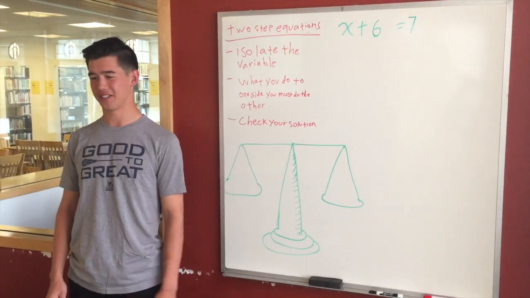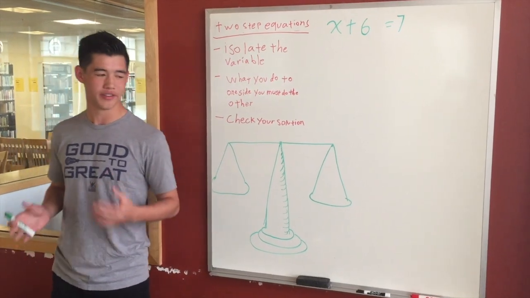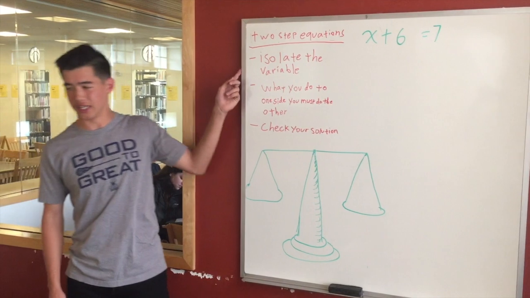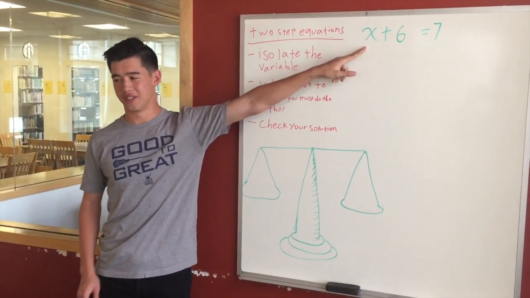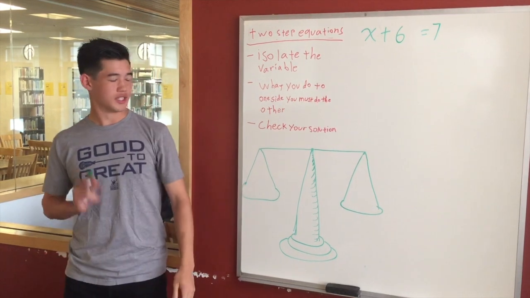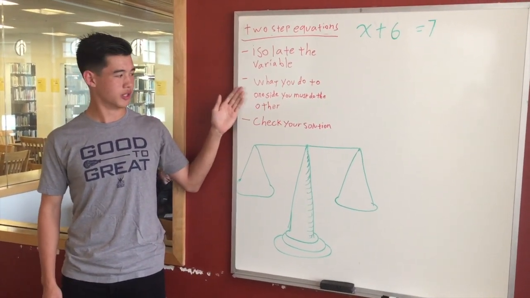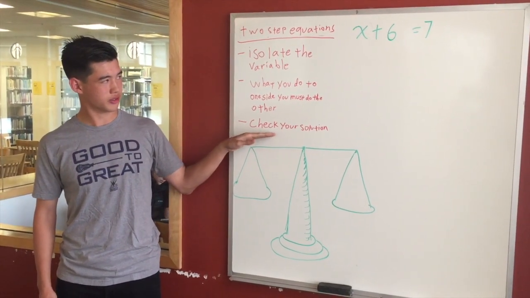Today we're going to learn how to solve a two-step equation. So here are some basic rules you need to follow when solving a two-step equation. The first rule is to isolate your variable. You want to get x, or the variable, by itself. The second rule is to remember that what you do to one side, you must do to the other. And the third rule is to check your solution.